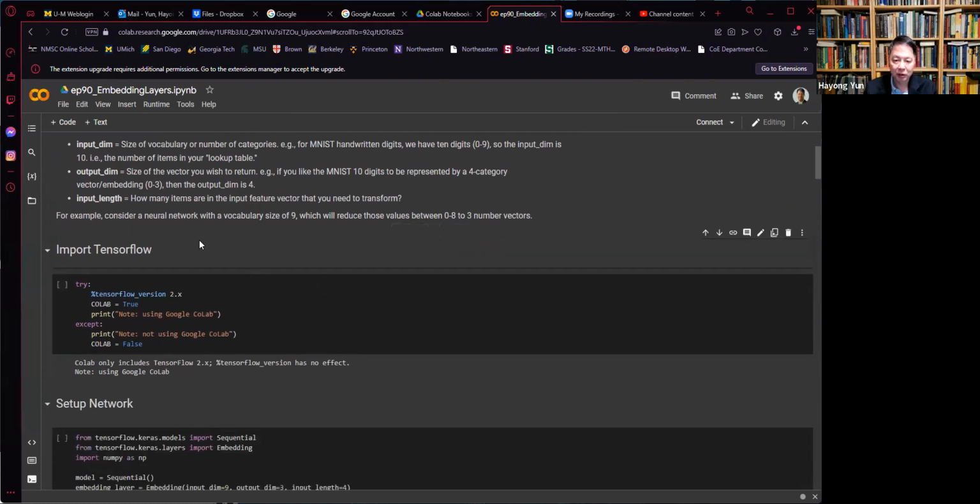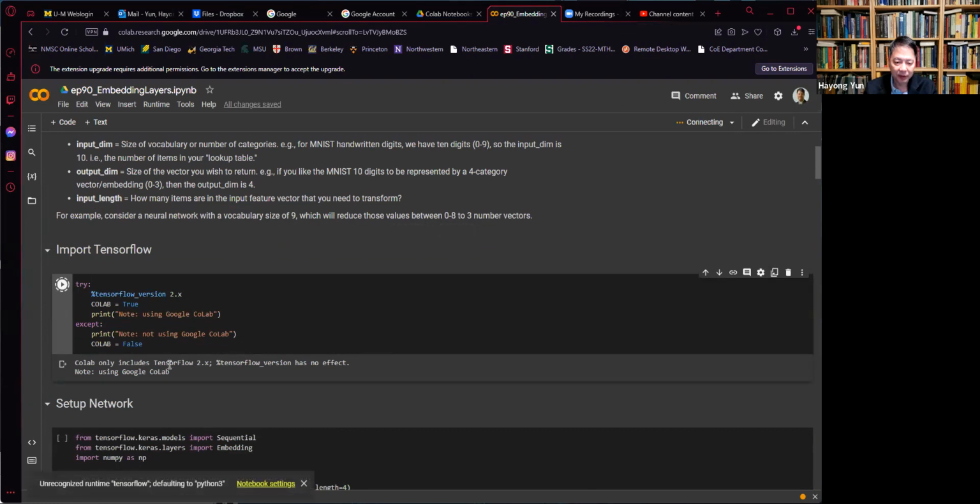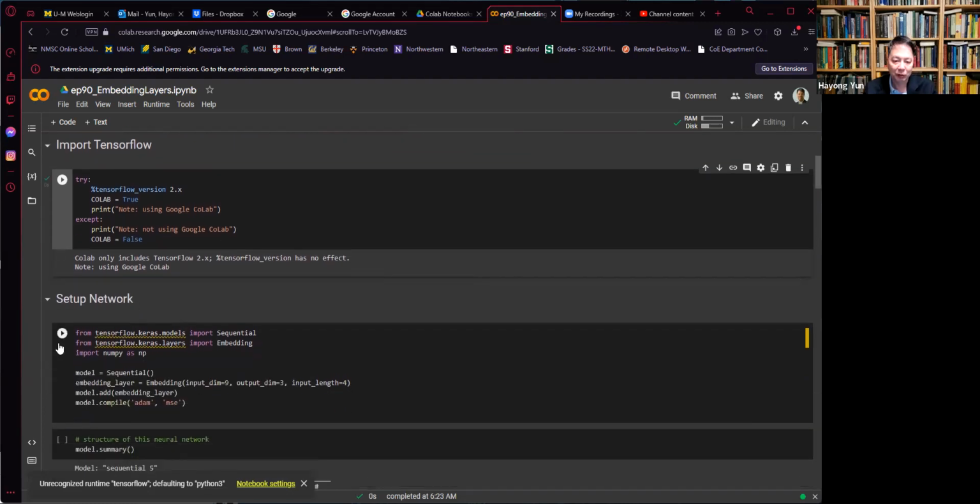You can do this. So here we'll consider a neural network with a vocabulary size of 9 to reduce the values of 0 to 8 to 3 different numbers. Okay. So let's load the TensorFlow. So basically, this is a way to have, let's say, 10 numbers or 9 numbers here, shrink it down to 3 numbers, okay, using a neural network. And you will see why we want to do this.